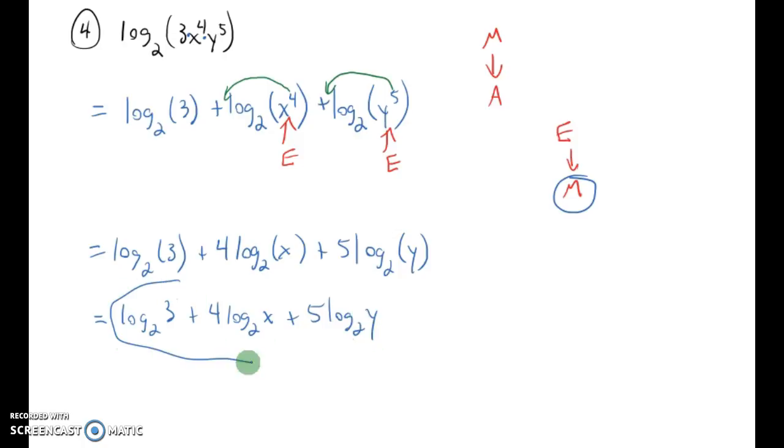So this would be your final answer. You cannot expand those logarithms any further. Let's try this one. Log of 5a over 4b squared. And you could have parentheses around this. You don't need it. But what we have here is division.